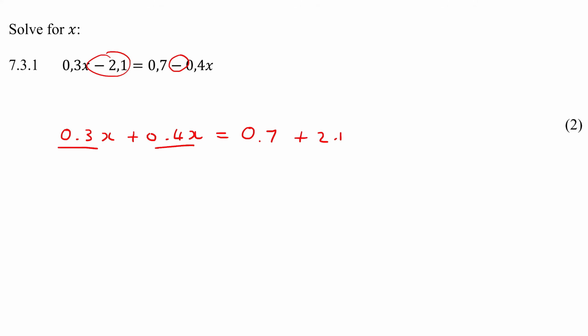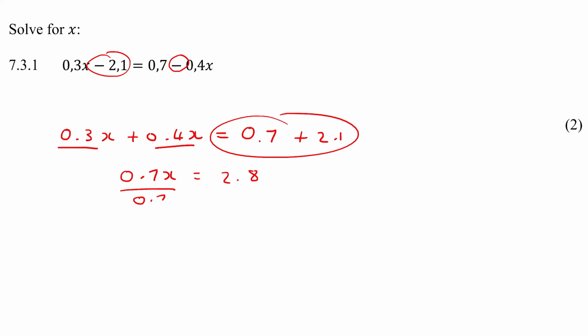Now, if you add these two together, you get 0.7. And if you add these two together, you get 2.8. To get x alone, you have to get rid of the 0.7, so you divide. And what you do to the one side, you do to the other side. And so that'll give us 4.